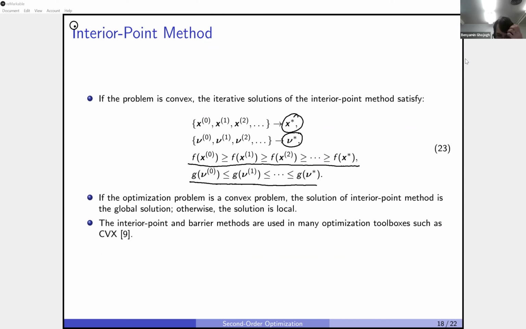And this interior point method or barrier methods are used a lot in many optimization toolboxes, such as CVX. CVX is a very famous optimization toolbox in MATLAB. Also, they have its Python version.